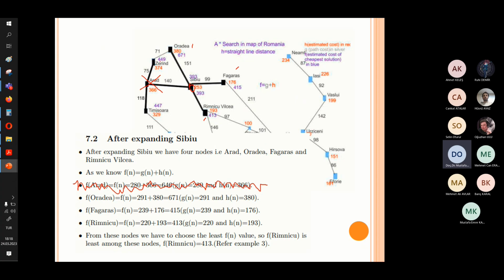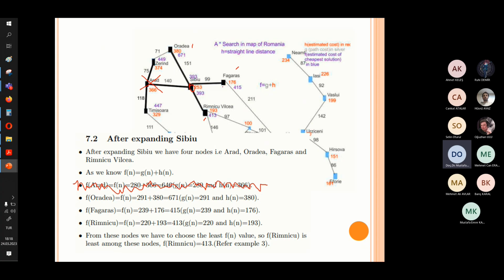Now, after calculating, you should calculate the Fn values. Reaching Fagaras, the Gn value for Fagaras from Arad passing by Sibiu and Fagaras will be 140 plus 99.